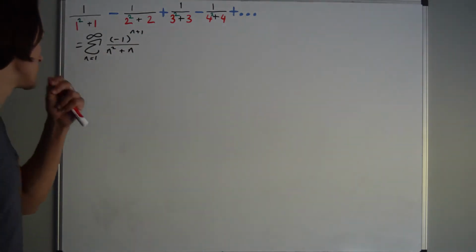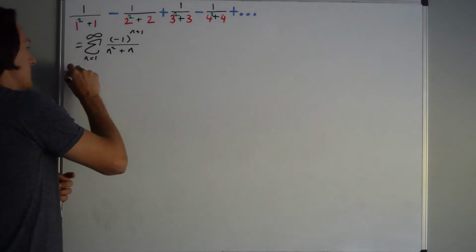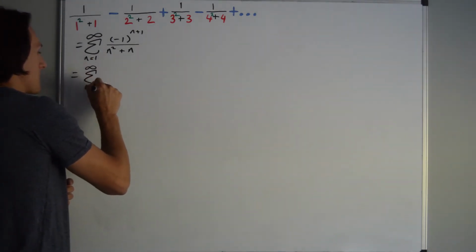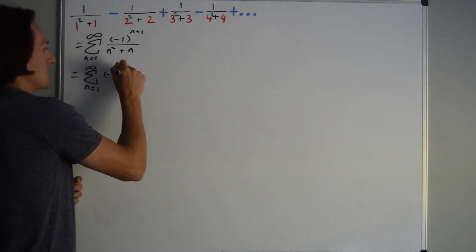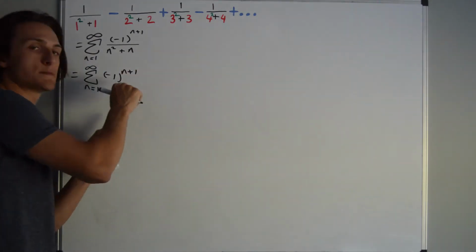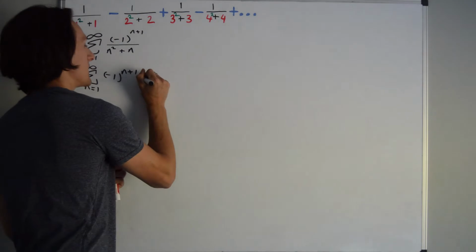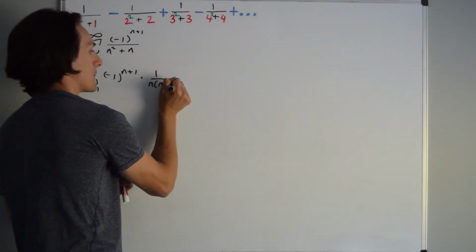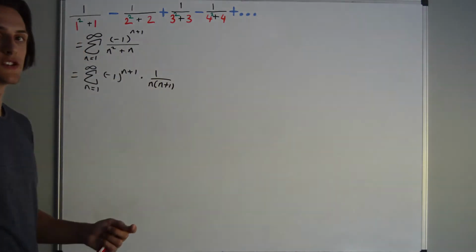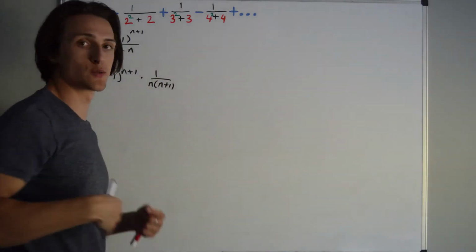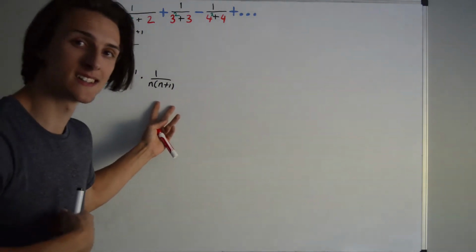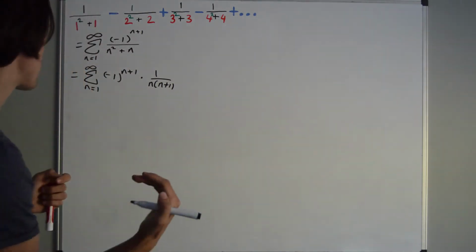Okay? Well, my next step, I'm just going to rewrite this slightly differently. So I'm just going to separate this minus 1 to the n plus 1, and then I'm going to rewrite this bottom part. I'm going to factor out an n. So now I've rewritten it as n times n plus 1. And what does this scream to us? Well, to me, it's screaming partial fractions.